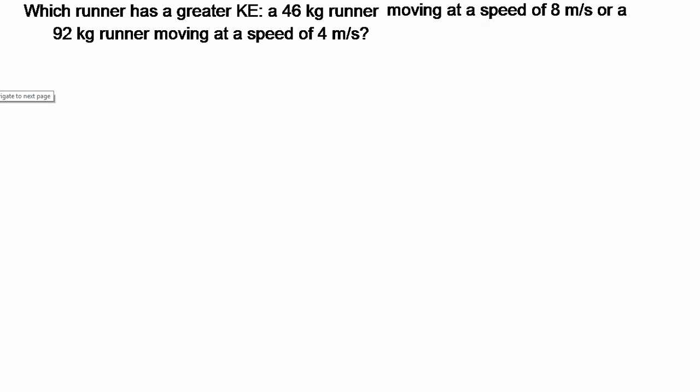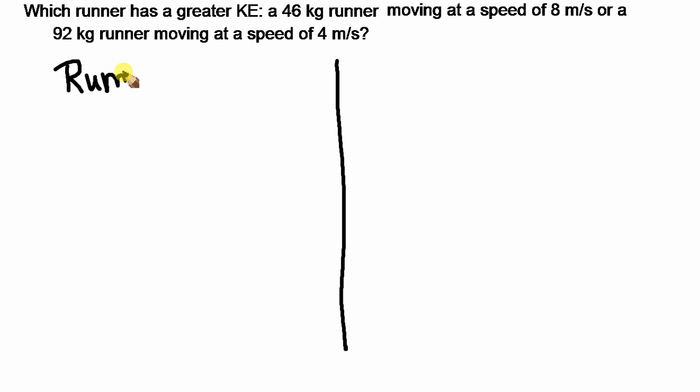Number 4 says which runner has greater kinetic energy? A 46 kilogram runner moving at a speed of 8 meters per second, or a 92 kilogram runner moving at a speed of 4 meters per second. I have 2 different runners here, so I'm going to have to do this problem twice. Runner 1 and runner 2.